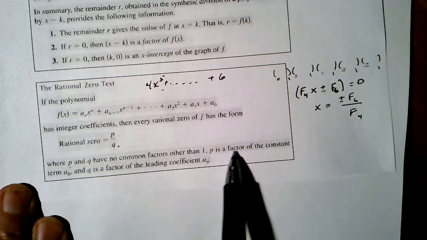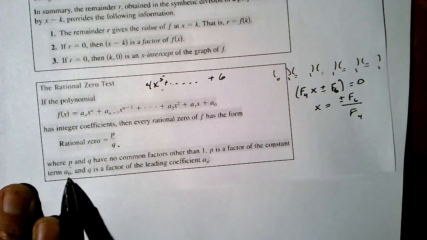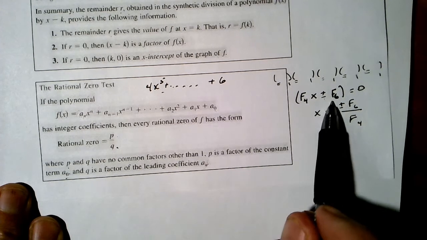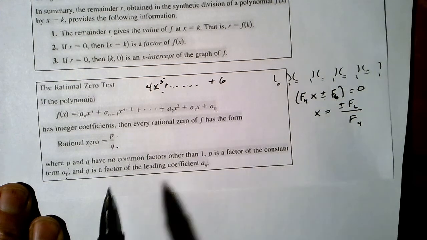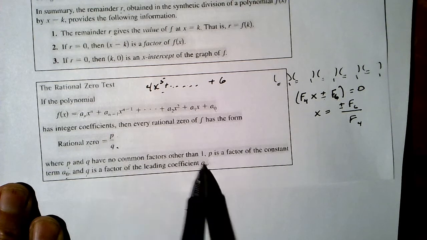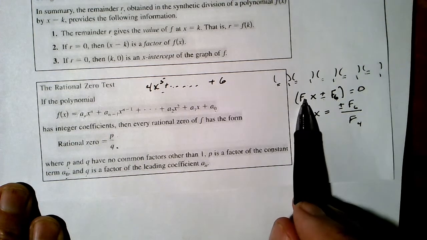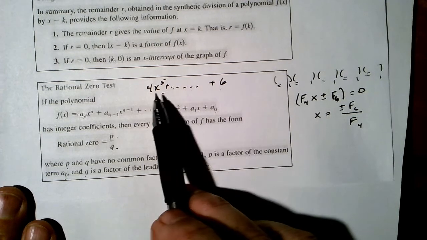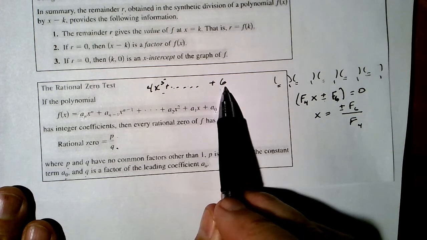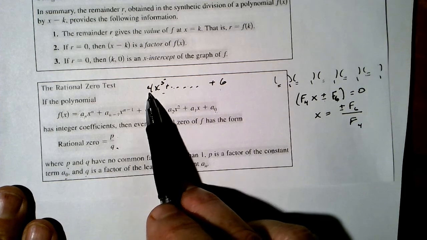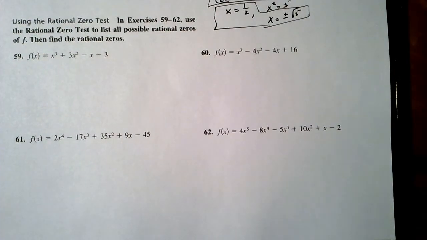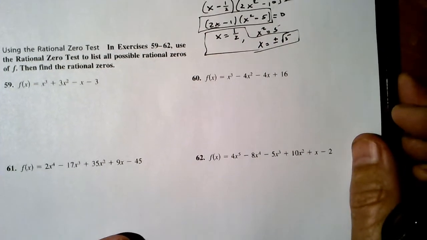Where p is a factor of a0, or in our case a factor of 6, divided by q, which is a factor of the lead coefficient, in our case a factor of 4. So it's the factors of 6 on the factors of 4, or the factors of the constant on the factors of the lead coefficient. Okay, I don't expect that necessarily to fully make sense, but I think it will after we go through this.